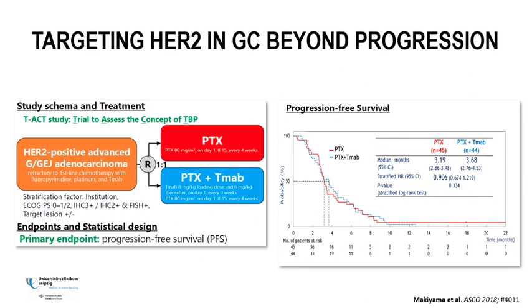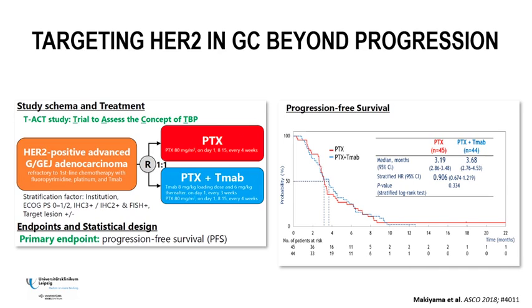Another important question was if, upon progression to a first-line trastuzumab-based systemic treatment, it makes sense to continue with trastuzumab and just change the chemotherapy backbone. This question was taken up by a group of Japanese investigators in the trial which is shown here.